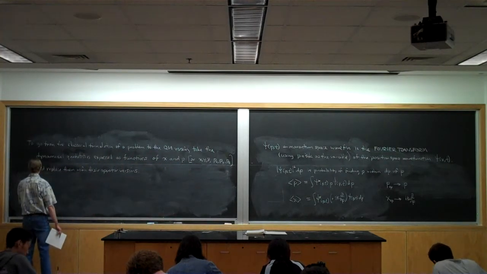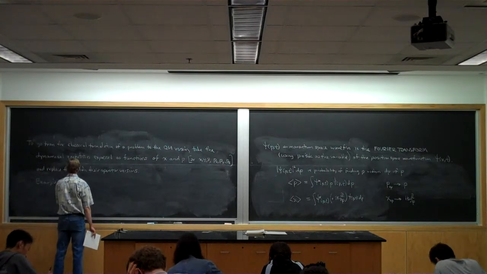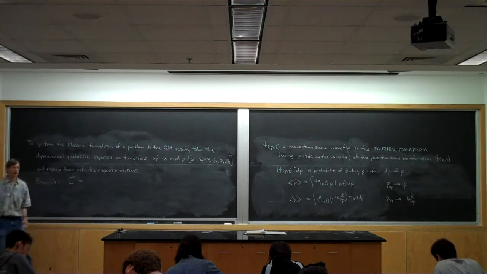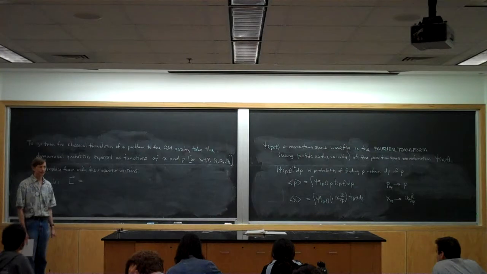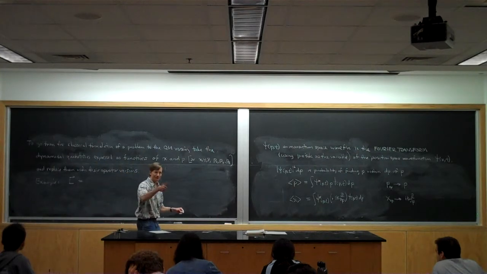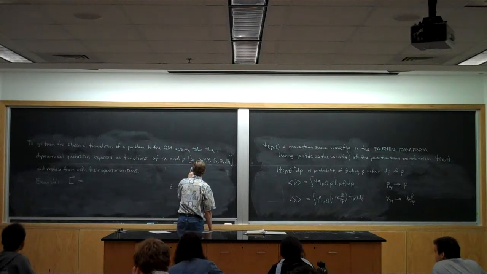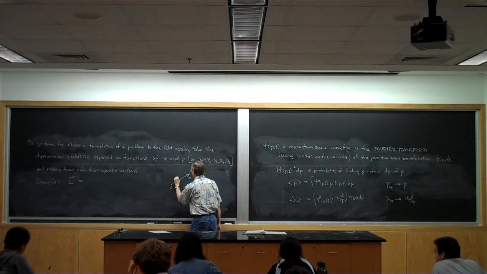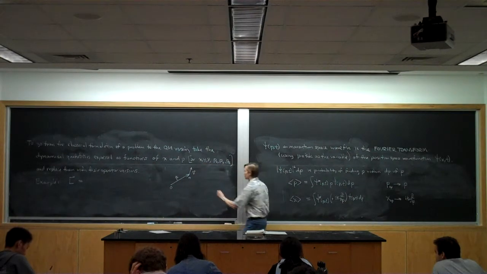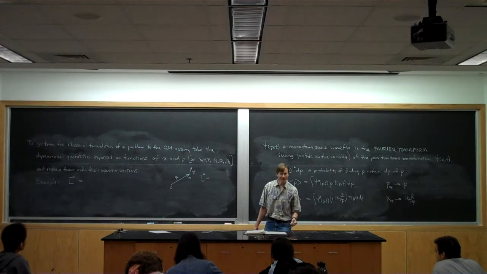So let's do some more jumping ahead. Example: in classical mechanics, the angular momentum of a particle is what cross what? The vector cross product of, here's the origin, here's a cute little particle moving with velocity v at a displacement vector r from the origin. The angular momentum of that particle with respect to that origin is r cross mv, r cross p.